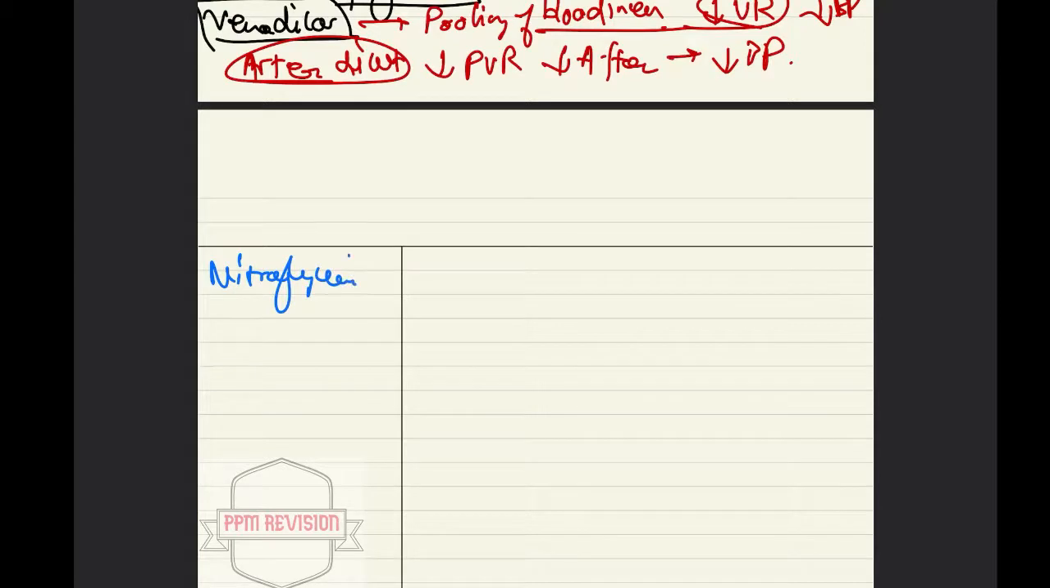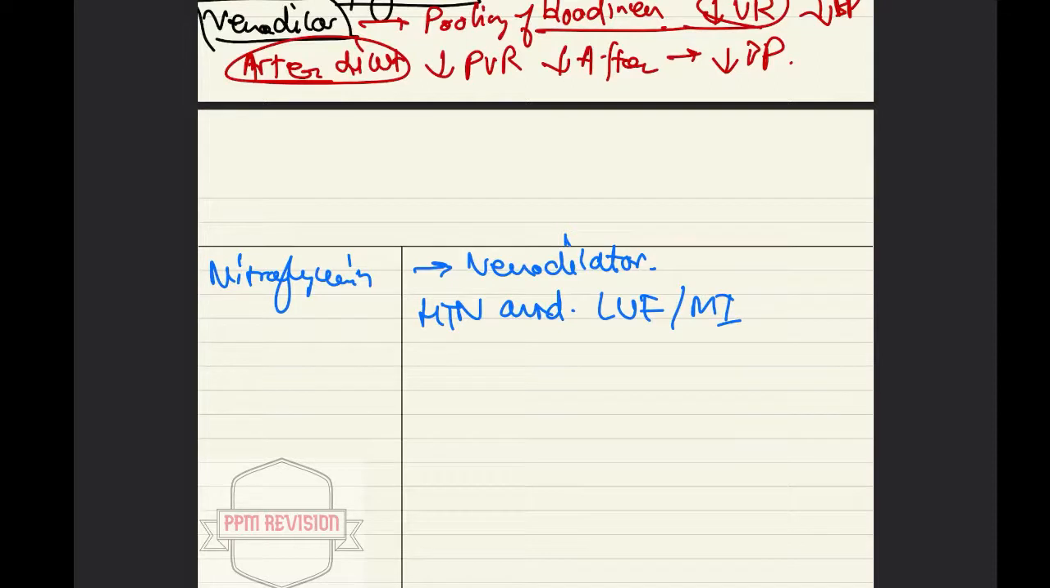Nitroglycerin, what is it? It is mostly a venodilator, and it is used in case of hypertension associated with LVF, that is left ventricular failure, as well as MI, that is myocardial infarction. And it acts rapidly, whereas it also develops tolerance. So these are some points. Now we'll be looking at hypertension and how you treat this.